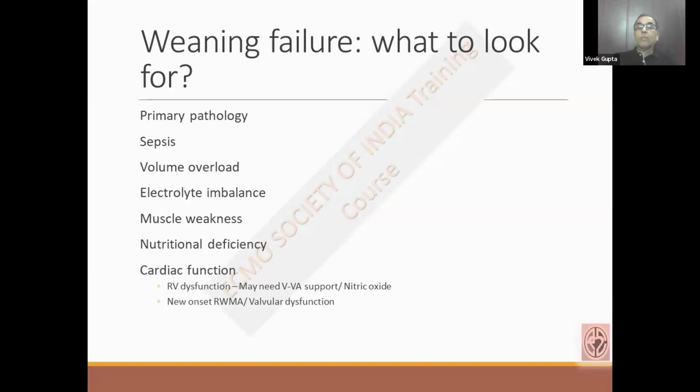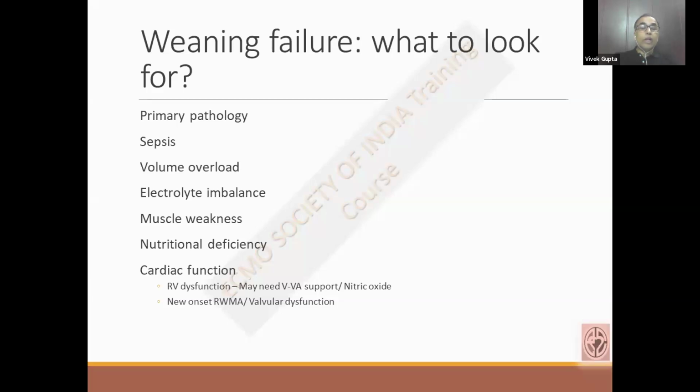So it is possible that the primary pathology itself has not resolved. Or the patient has developed some new sepsis, or the patient has not been made adequately dry, the patient is in volume overload, and because of this fluid, the patient is not maintaining his saturation. Or sometimes there is hypokalemia, hypocalcemia, or low phosphate levels, which have all led to muscular weakness, or there is some nutritional deficiency.